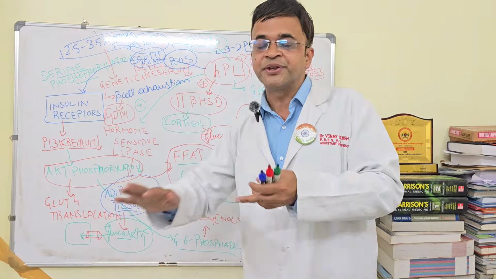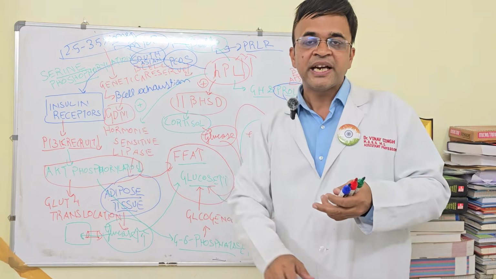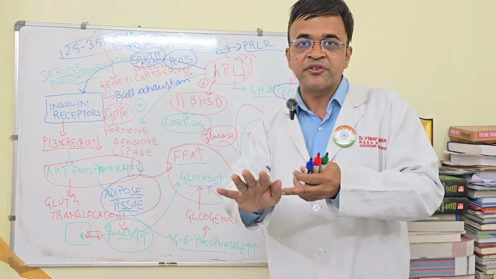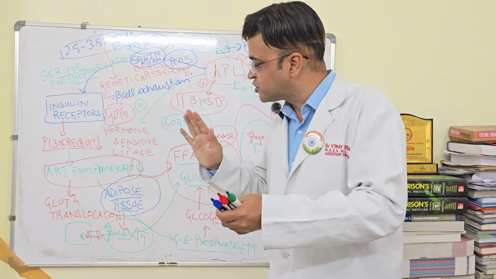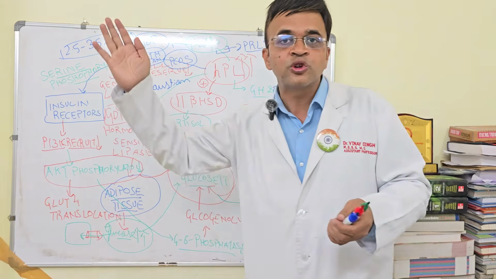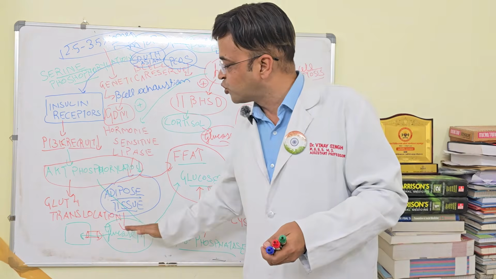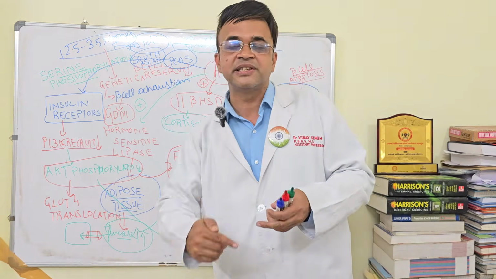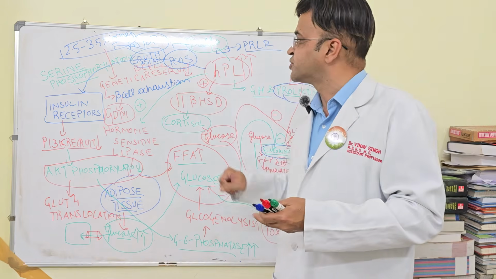The PI3K recruitment will reduce, and the AKT phosphorylation will reduce. If AKT phosphorylation reduces, your GLUT4 translocation will reduce. Since the GLUT4 is not getting recruited, the glucose won't be able to enter the skeletal muscle cells. If glucose is not entering the skeletal muscle cells, the glucose in the blood is going to increase. This will add to this pool.